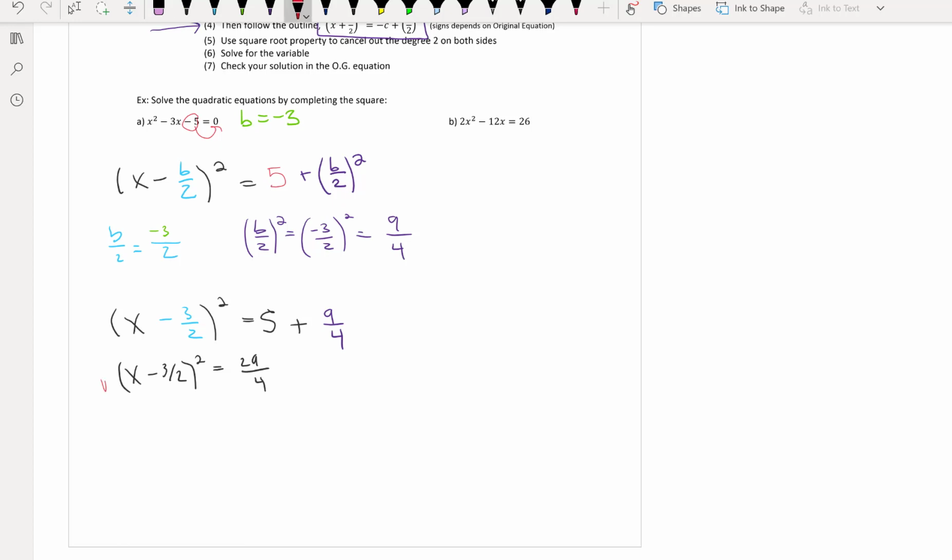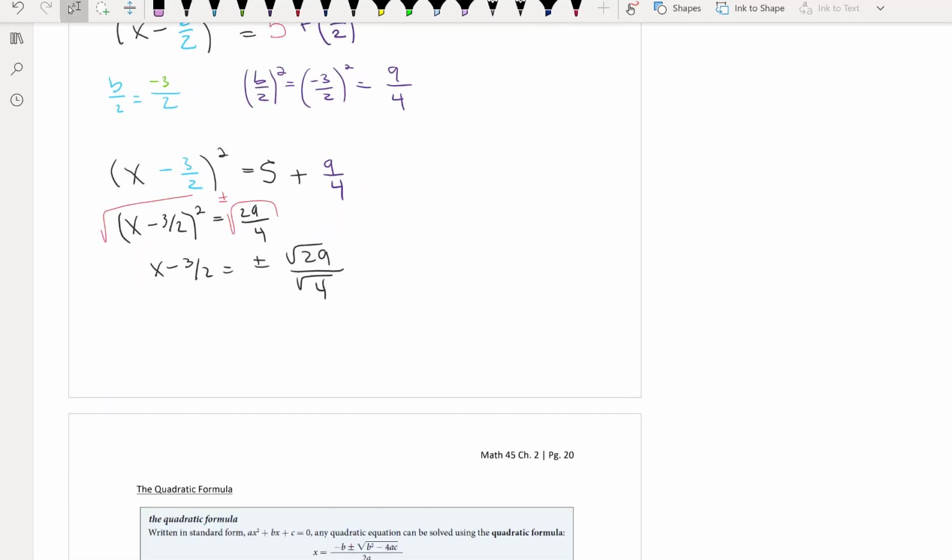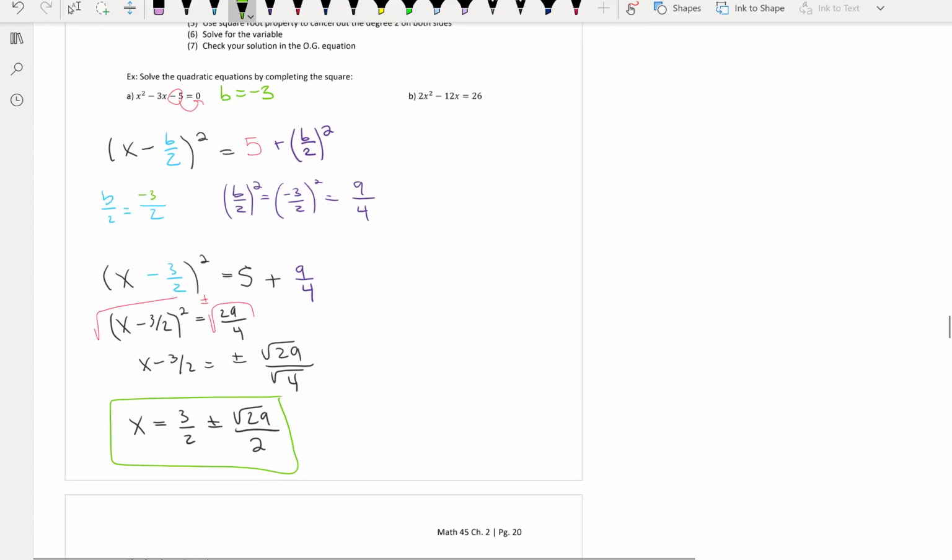So to undo the square, I'm going to square root both sides and not forget the plus or minus. So I'm left with x minus 3/2 is equal to plus or minus the square root of 29 over the square root of 4. And of course now what's left to do is I'm going to add the 3/2 to the other side, so that x is equal to a positive 3/2 plus or minus the square root of 29, and the square root of 4 is 2. So that is how I do the completing the square.